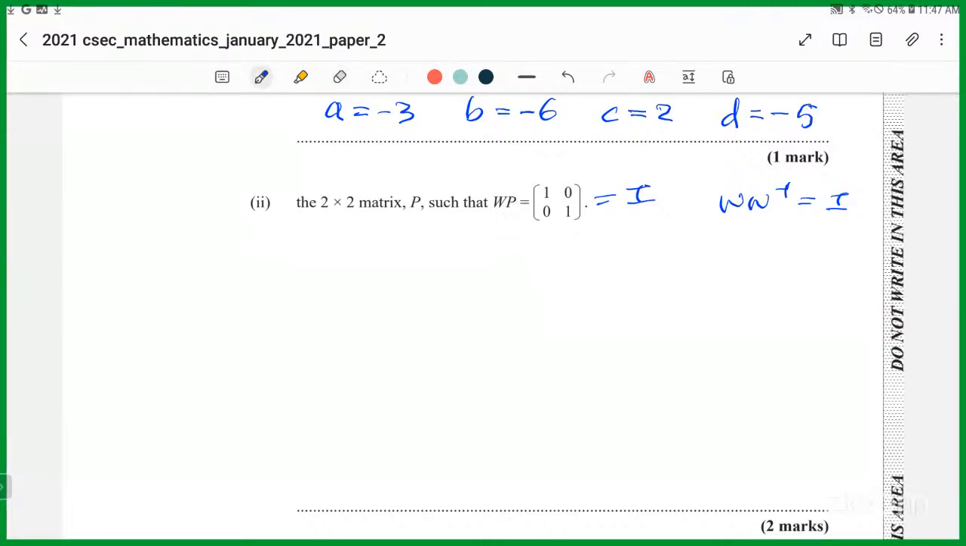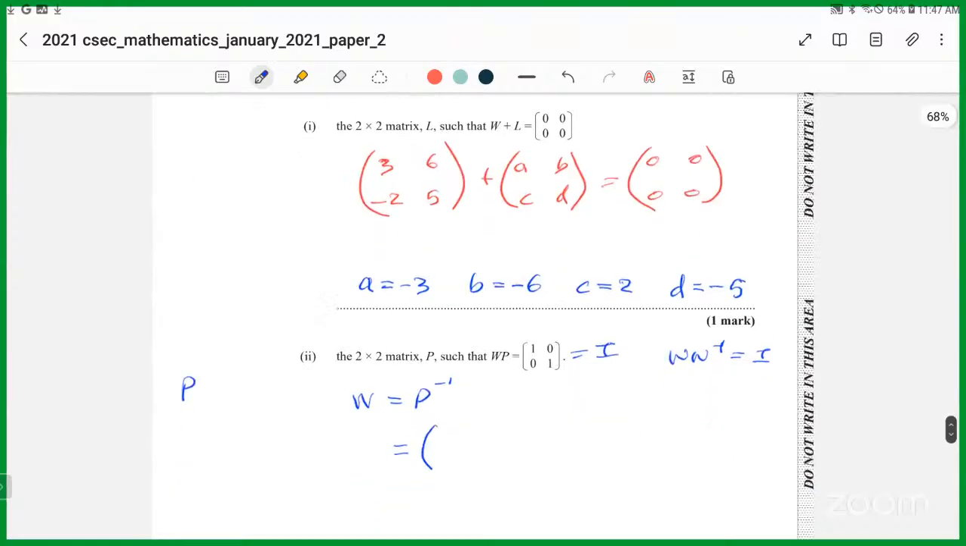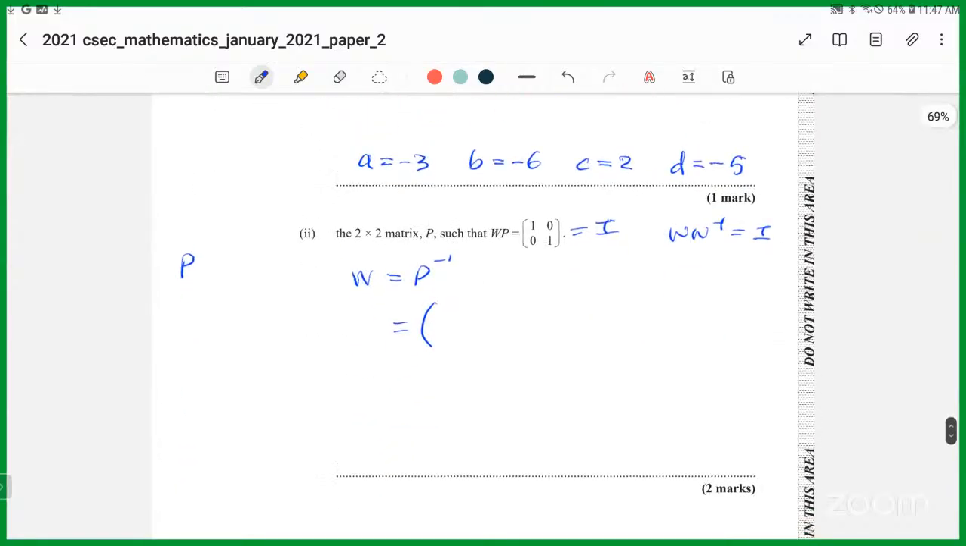So see, that's what I tell you. You have to know about this identity matrix. So we know that W becomes P to the minus 1. What is the P? Let's write the P over here. Sorry, it's the other way around. So it's W times W to the minus 1, which I want to know, the P.